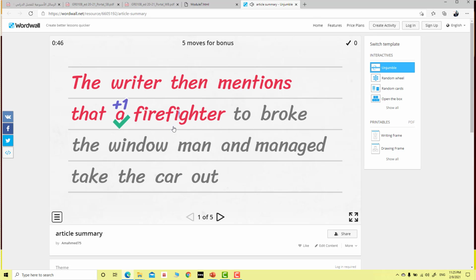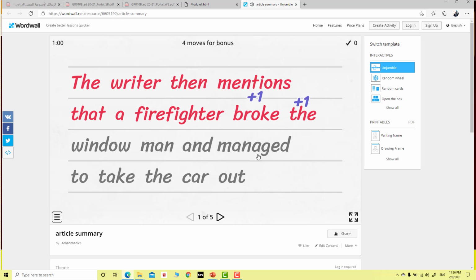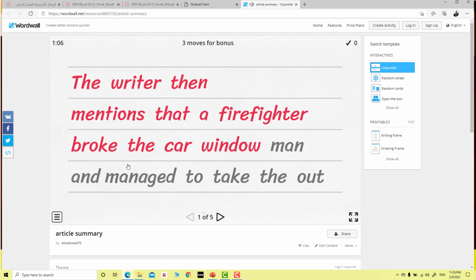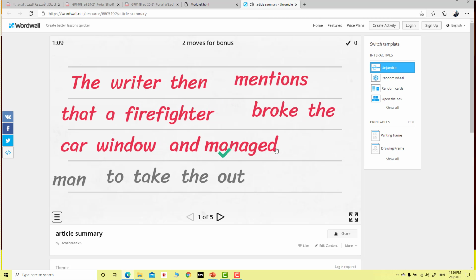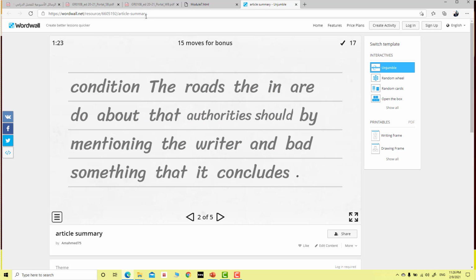a firefighter managed, a firefighter maybe broke the window, the car window, maybe, yes, and managed to take the man out. Yes, that's right. We have another 2 questions. You can use the link here and you can try by yourself.